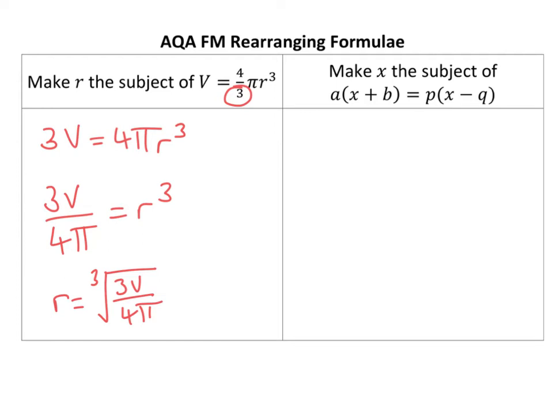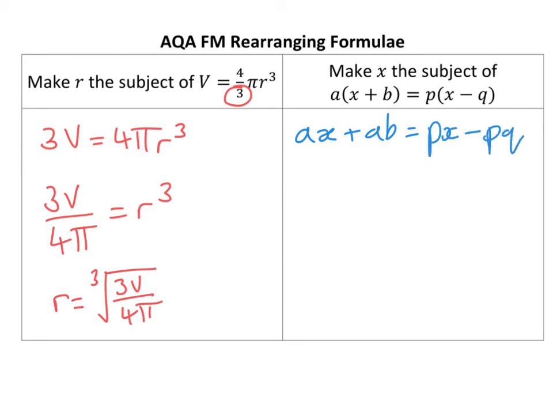Okay, now then, as soon as there's brackets in something, this is a kind of formula that's been made up. I don't think it particularly means anything, but here we go. So I'm going to multiply out the brackets. Okay, so I'm going to get AX plus AB equals PX minus PQ.